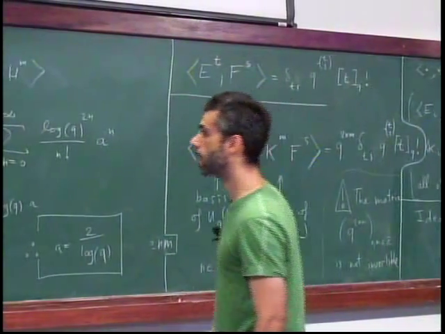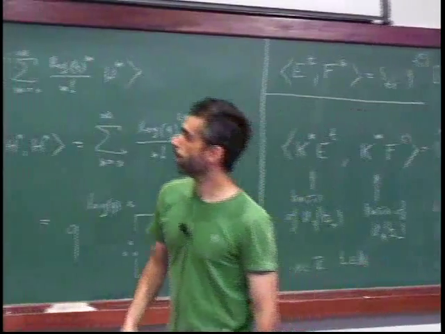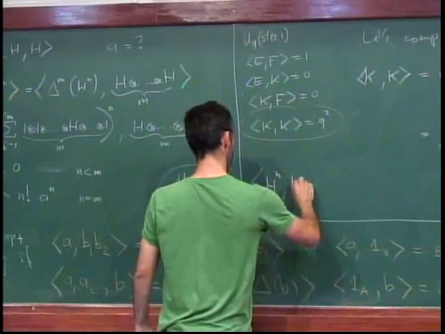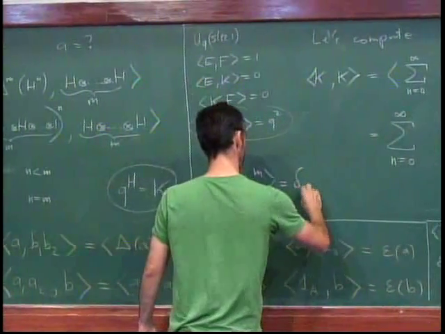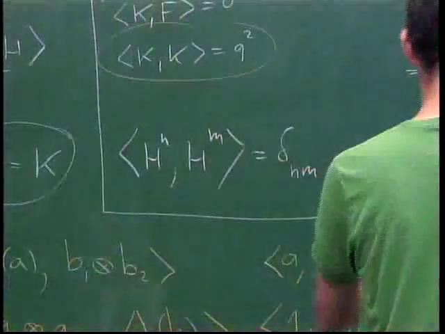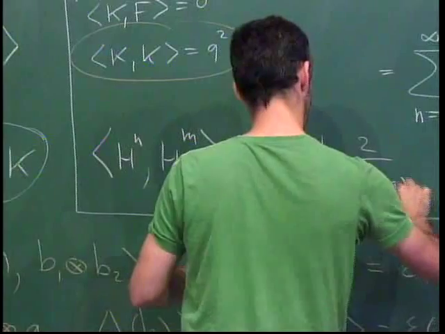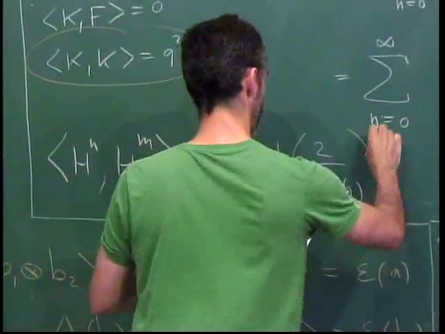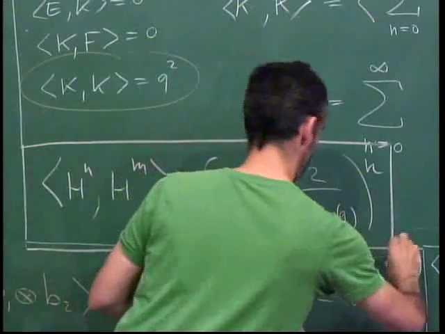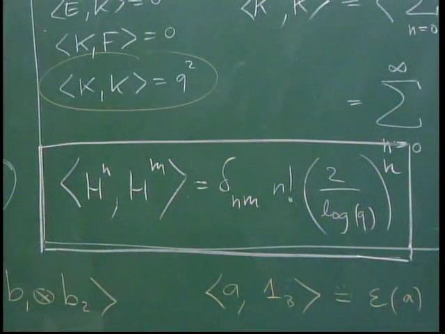So we can go back and rewrite the final answer for this pairing here as h_n, h_m is delta mn, n factorial, 2 over log q to the n. Good. So we have a formula.